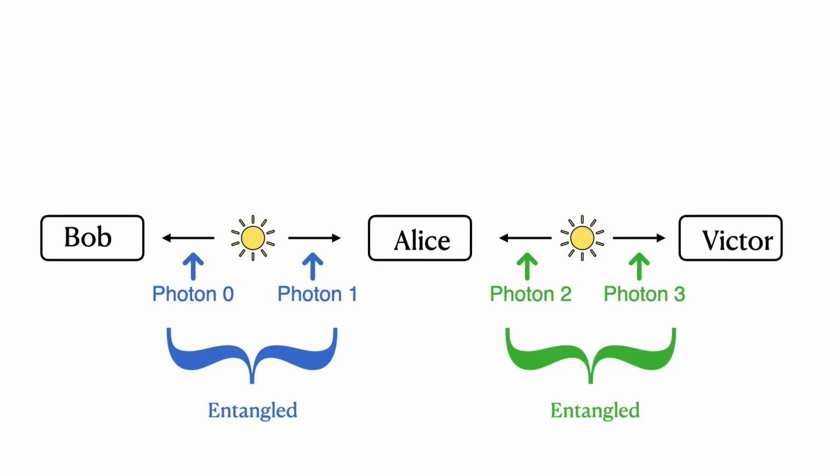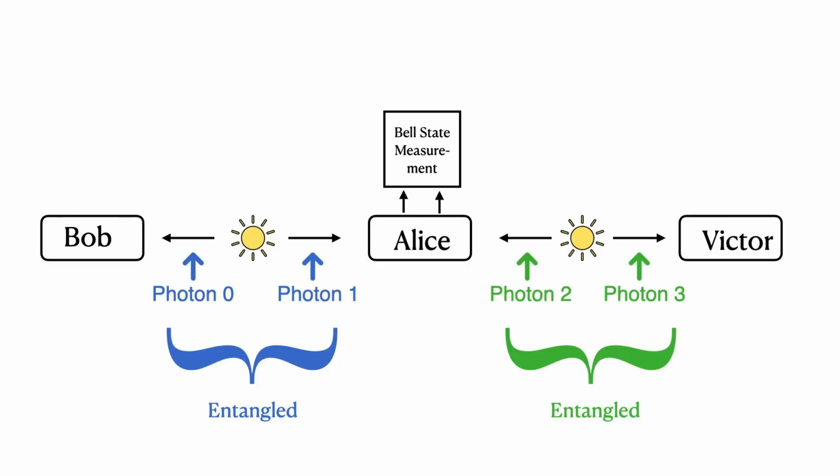We have two independent sources of entangled pairs of photons. One of them sends a photon to Alice and the other one to Bob, and then the other source sends a photon to Alice and another photon to Victor. Okay, Alice has one photon from each of two different pairs of entangled particles. And what she does is perform a Bell state measurement.